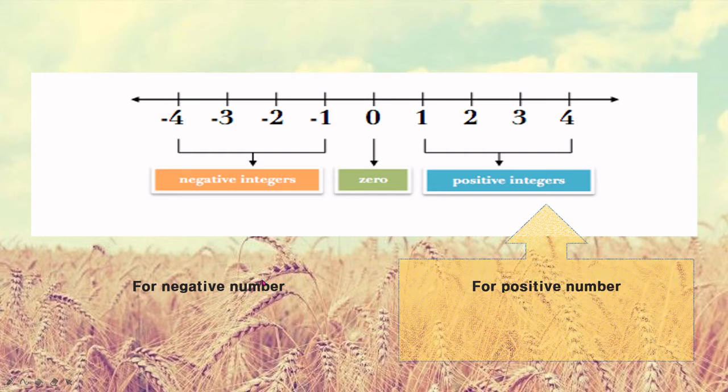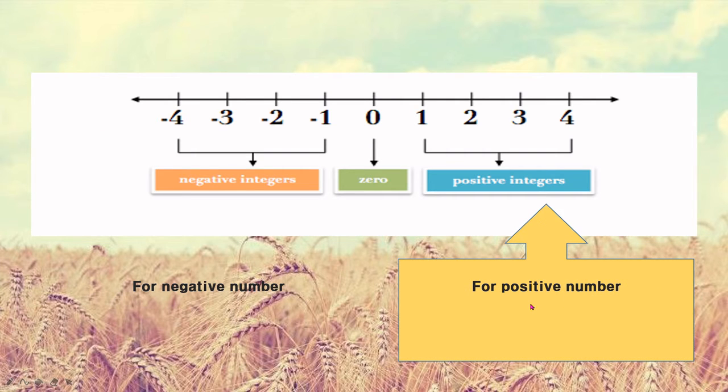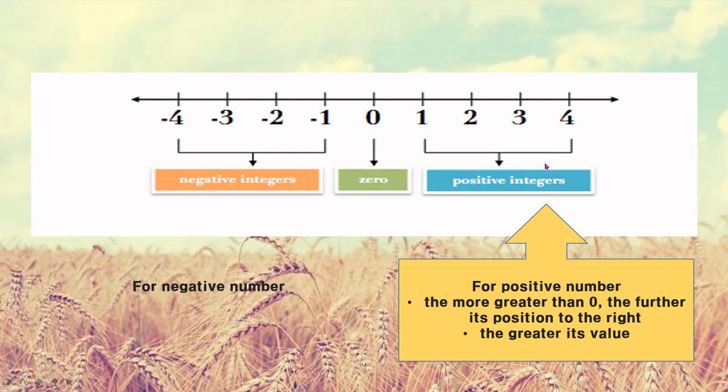So what are the properties of positive numbers? Properties, ciri-ciri untuk nombor positif. The first one is that they are greater than 0. It is larger than 0, and the further its position to the right, the greater. When we compare 0 to 4, then 4 will be the greater number. So the greater its value when it goes to the right hand side.